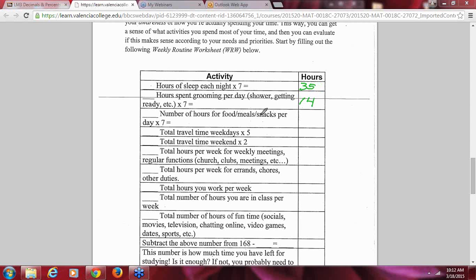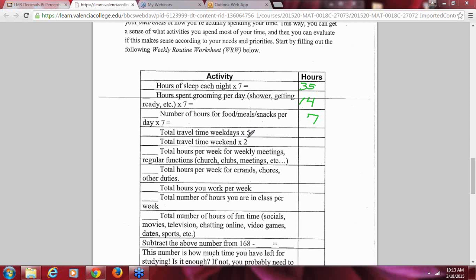Number of hours for food, meals, snacks. So I am the food preparer in my house, so I do all the cooking, I do all the grocery shopping, so I'm going to make sure I include all that here. Well, actually, I'll do the grocery shopping with the errands. I'd say about an hour a day, probably prepping and cooking, maybe a little more, but I'd say about 7.